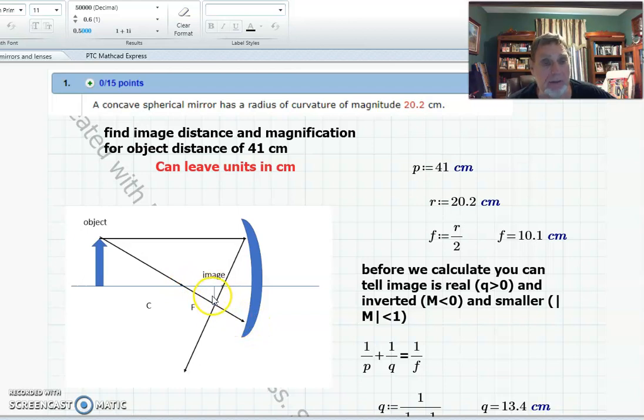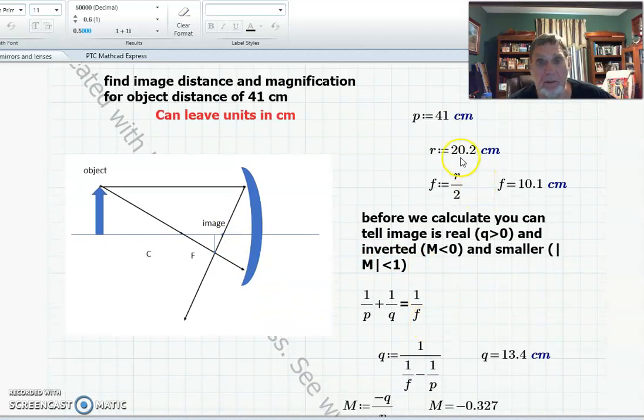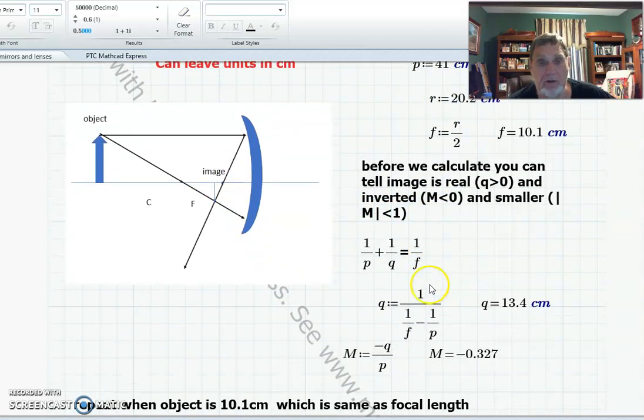And you can tell by looking, it's going to be real, because the real lines cross, which means q's positive. It's inverted, which means m's negative, and it's less than that one, so it's less than 1. And you plug the numbers in with your 41 and solve for q. You're going to get 13.4, which, like we said, is positive, and it's between the 10 point and the 20, and the magnification will be negative and about a third the size.